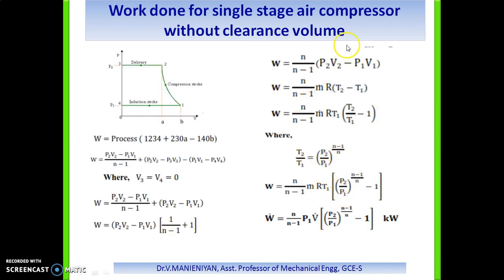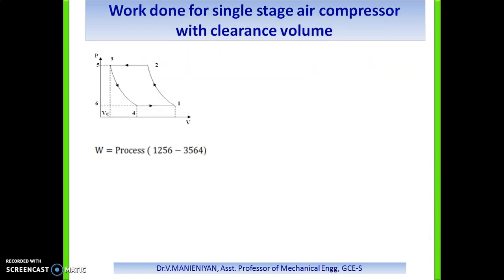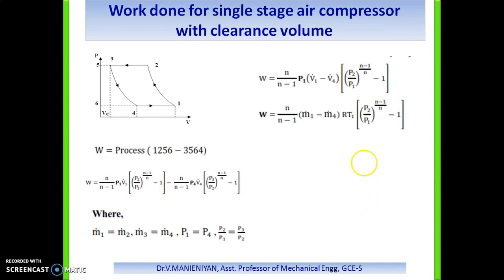The only difference is in the pressure ratios, based on the volume. Without clearance volume, the volume is 0, but here we use the clearance volume, shown as a difference of volume. That's the only difference between the work done with the clearance volume and without the clearance volume of the single stage air compressor.